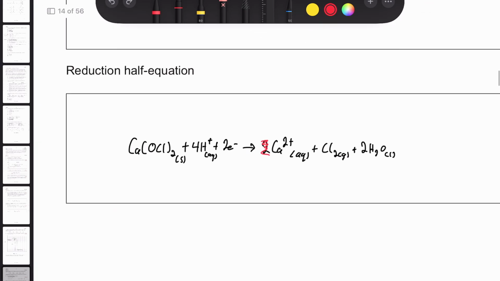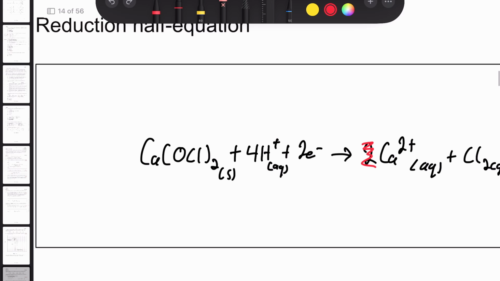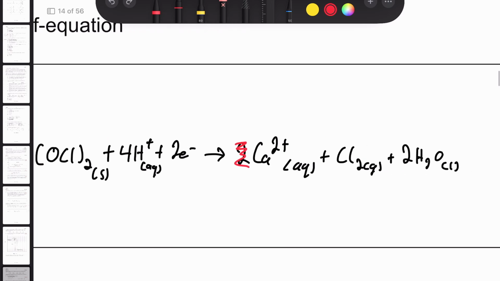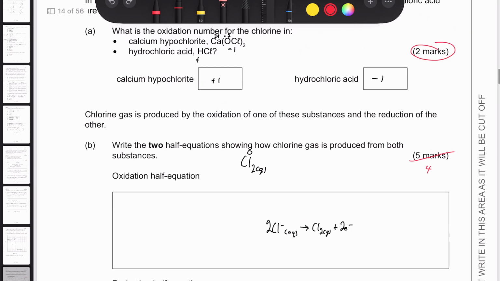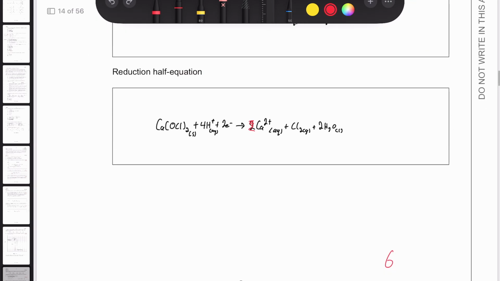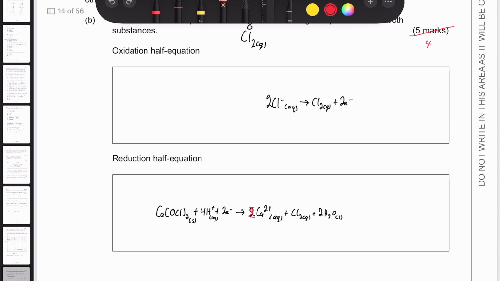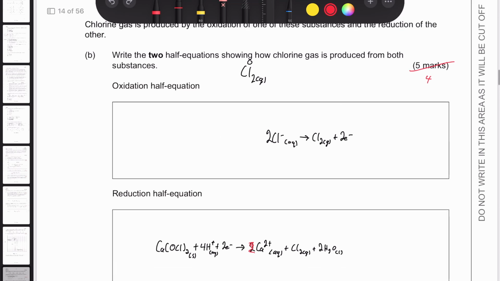But this one, I think I must have been trying to do this with 2 CaOCl, and then I left the 2 there. So obviously I didn't get a mark for balancing. But I gave myself 1 mark here. You got 1 mark for having the correct equations in oxidation and reduction, like identifying which is which. So I gave myself 2 marks here for that, and then 1 mark here for my correct reactants and products. I just didn't balance correctly.